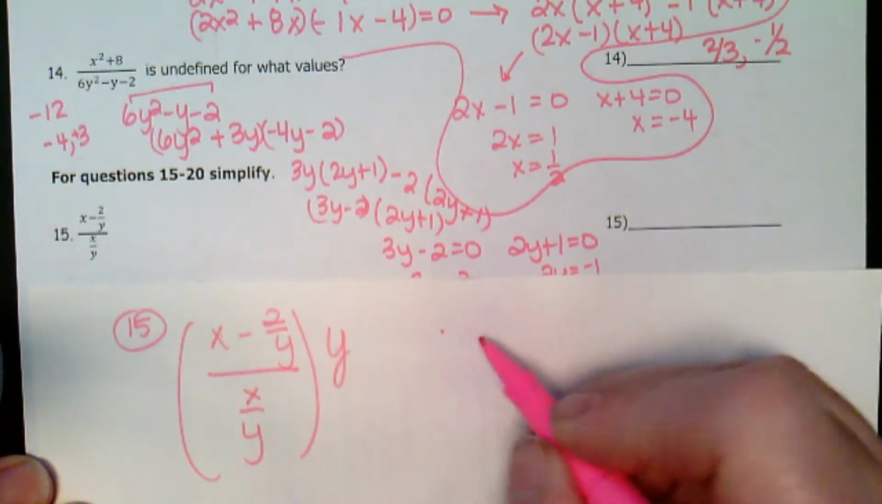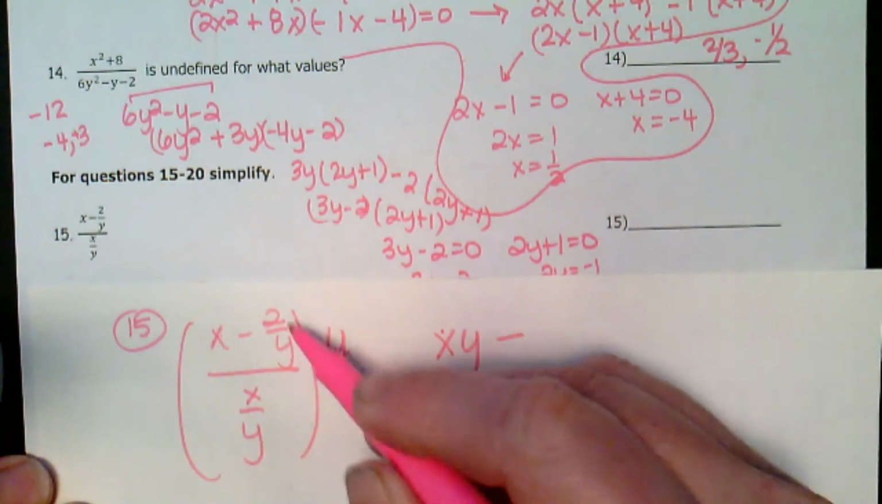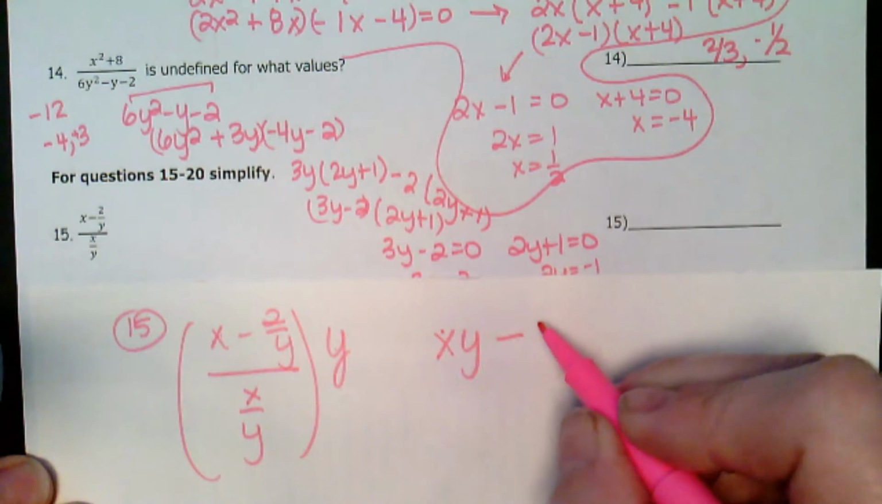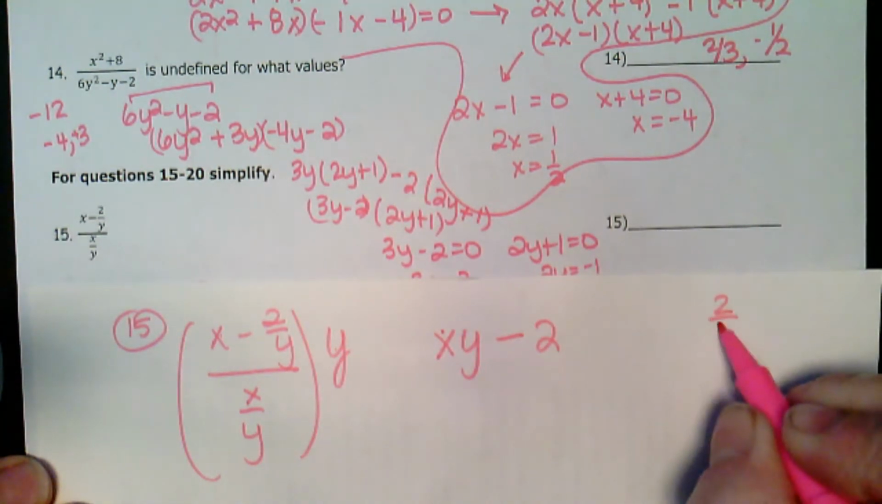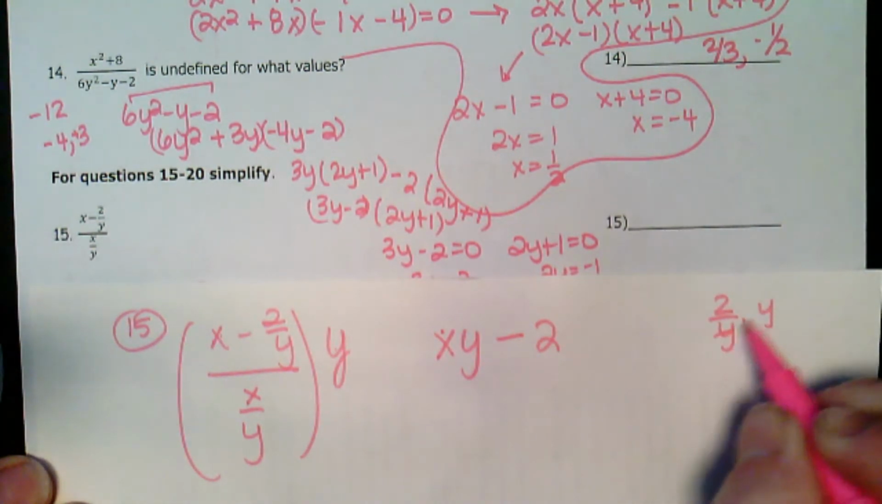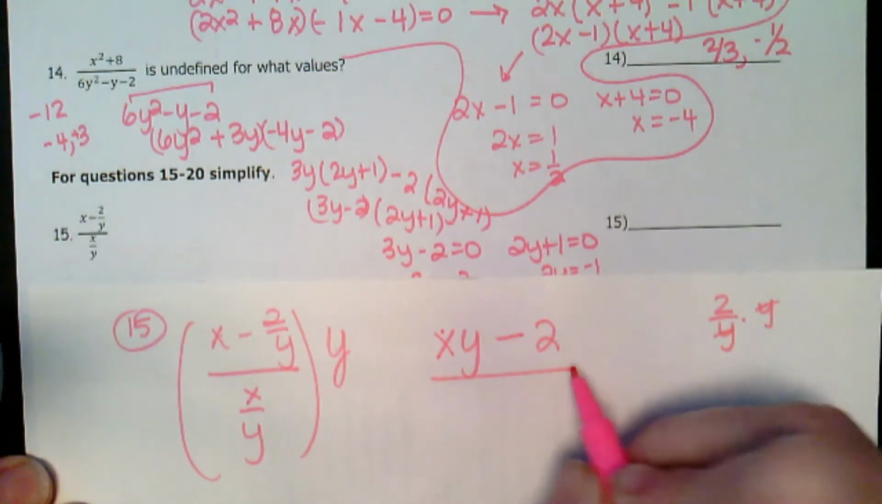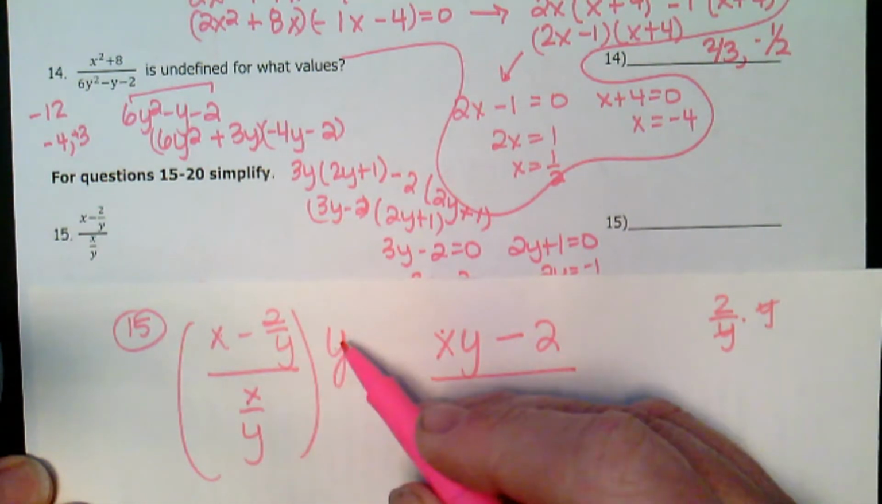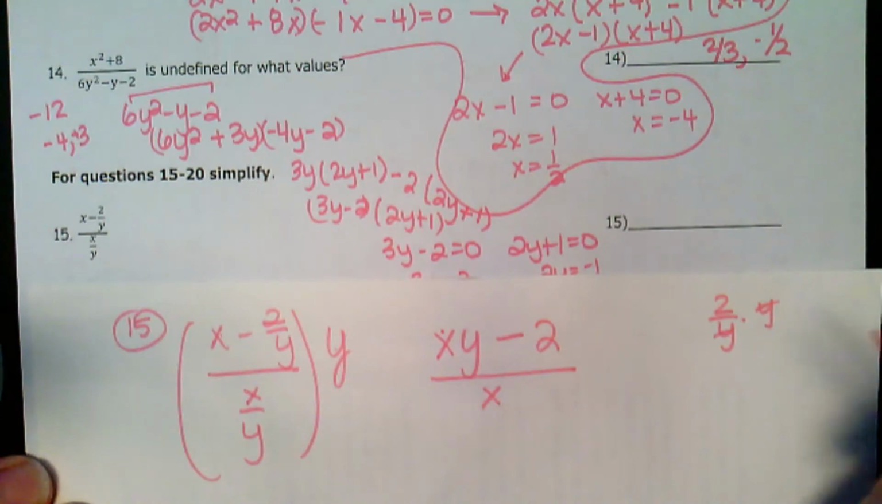So x times y is xy. 2y times y is 2. If you need to see that, they cancel out. Then the bottom is xy times y is just x. And that's as far as this can go.